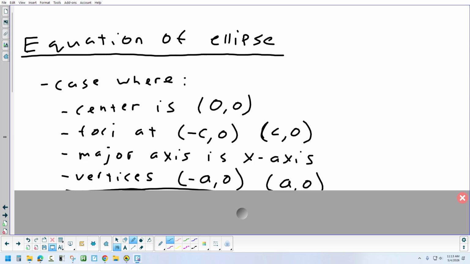The vertices are going to be symmetrically placed around the center. And when your ellipse is horizontal, you're going to have a vertex A units to the right and to the left of the center. So A is always the distance from the center to the vertex. Center to vertex.